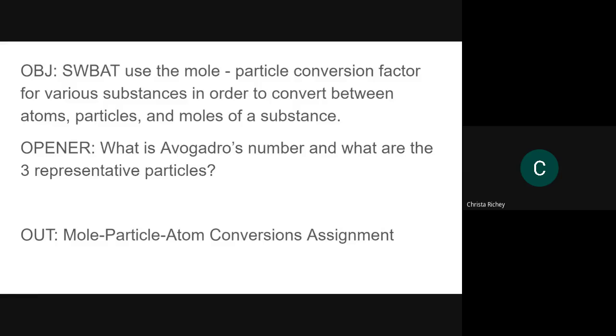Now we have two types of compounds. We have ionic compounds, and we have covalent compounds, or molecular compounds. What are those particles called? They're different. A molecule, or if it's ionic, it's called, well, you can abbreviate it, a formula unit. So their Avogadro's number is 6.02 times 10 to the 23rd.